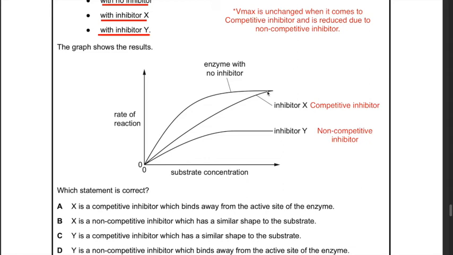C. Y is a competitive inhibitor. That is also incorrect, because Y is a non-competitive inhibitor, as it causes a change in the rate of reaction. D. Y is a non-competitive inhibitor which binds away from the active site of the enzyme. That is correct, because non-competitive inhibitors bind away from the active site. They bind to a region that is not part of the active site of an enzyme. Hence, D is the correct answer.